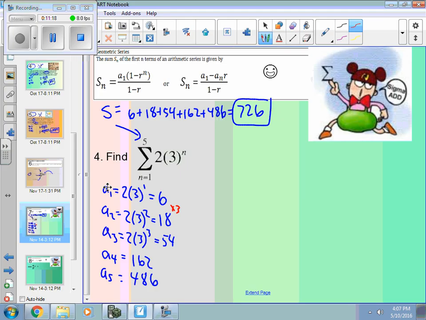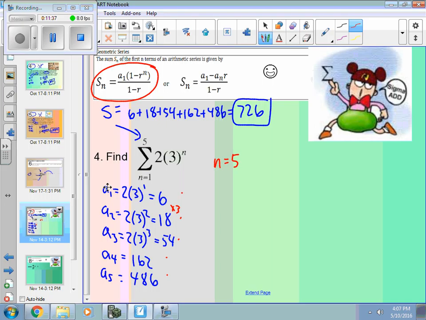Okay, in this case, it looks like a good one to use might be this first equation over here, because we know some of the information that we need to put in there. N would be the number of terms here. The number of terms is 5. There's 1, 2, 3, 4, 5 terms.